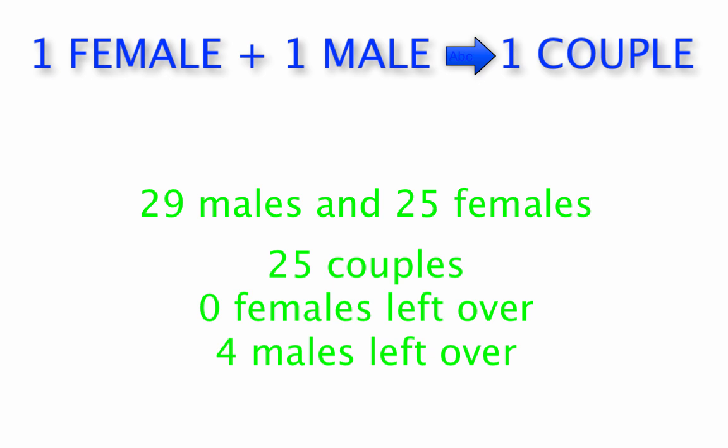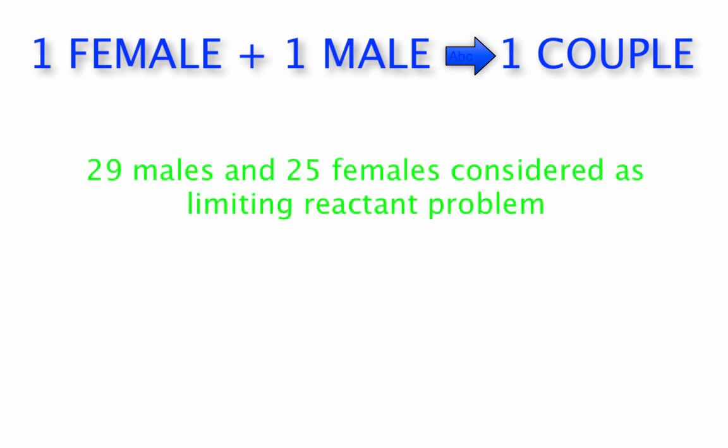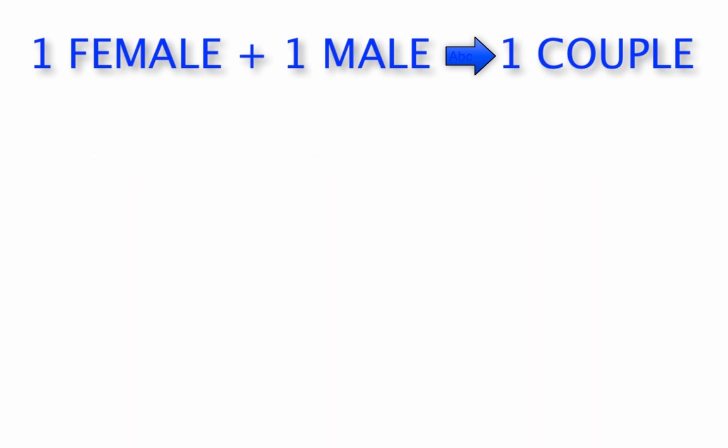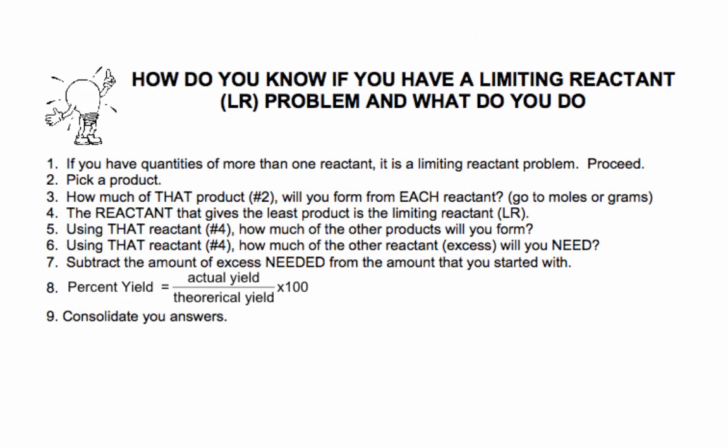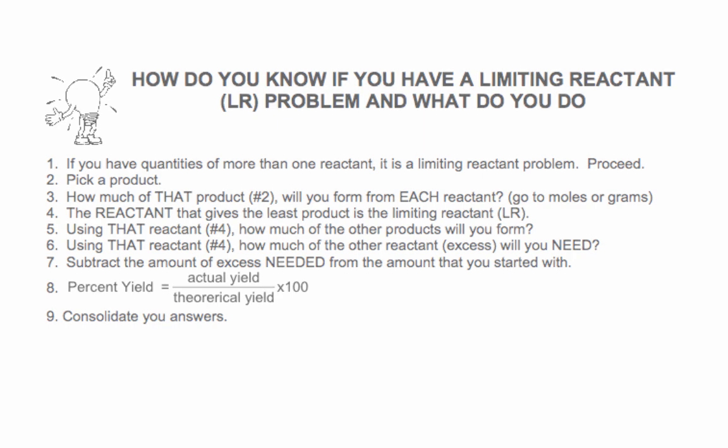This second example is a limiting reactant problem because the number of females limits the number of couples that can be formed, and the males are considered the excess. For my disclaimer, this is a simple example. Not all couples are males and females. I just want to put it out there. As simple as this reaction calculation is, you must follow my steps to solve the problems. Let's go over the steps.